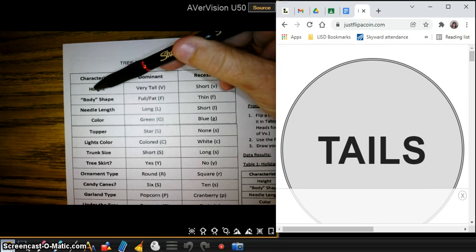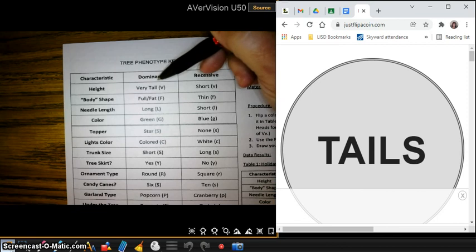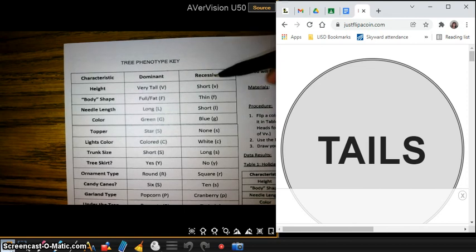So the characteristic is height, okay? So they could have used a capital H for dominant and a little h for recessive, or they can sometimes use the dominant trait. So height for the tree is very tall if it's the dominant trait. So they used a capital V for very. Now the recessive trait is short, and so it should be a lowercase letter, and it is. It's a lowercase V. Notice it's not a lowercase S, because you never have two different letters. You can have a capital of one letter and a lowercase of that same letter, but you're not going to have a capital V and a little S.